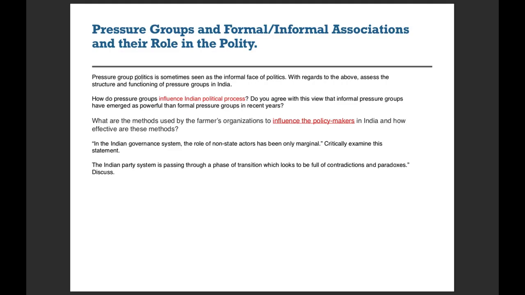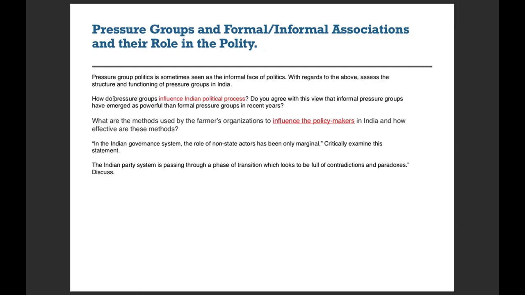Again, the same question: how pressure groups influence politics, how they are the informal face of politics, because they play politics but are not formally organized, like farmers' organizations and trade unions. How they play a role, how they pressurize the government and the governance structure, and how they influence the political process.